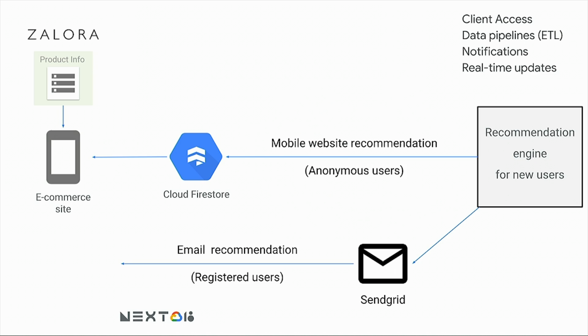Their recommendation then uses this information to take two paths. The first one is for anonymous users. They write the recommendation back into Firestore, which gives a real-time update out to the client for that user. For registered users, they can send a periodic email with the recommendations to them.